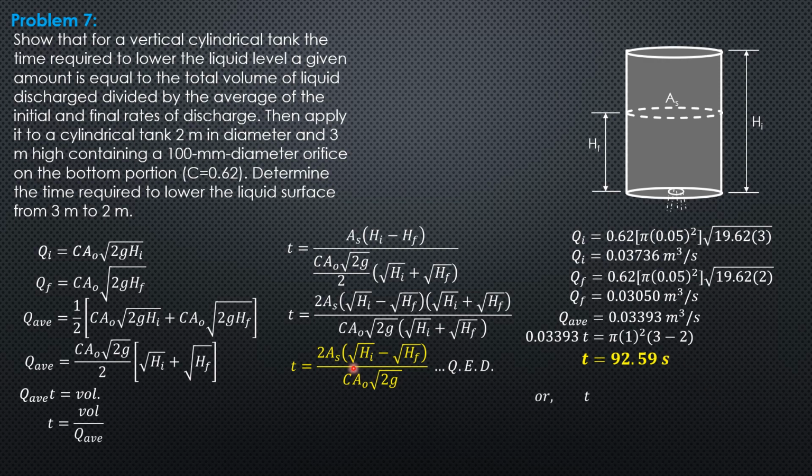Or using the direct formula, time equals 2 area S, pi 1 squared, times quantity square root of 3 minus square root of 2 over 0.62 pi 0.05 squared square root of 19.62. Cancelling out pi and using the calculator, it will give us the same answer. So that's it for this problem. You may use this only for tanks with constant areas.